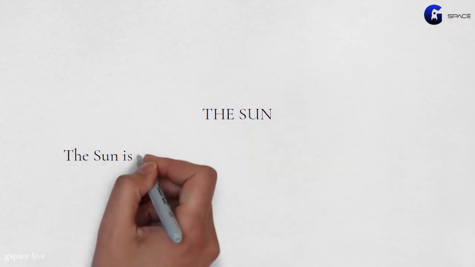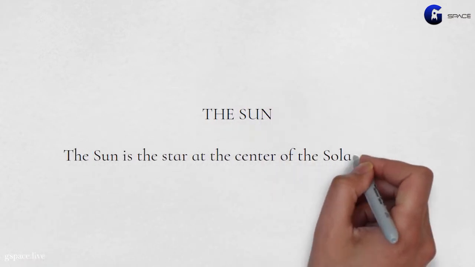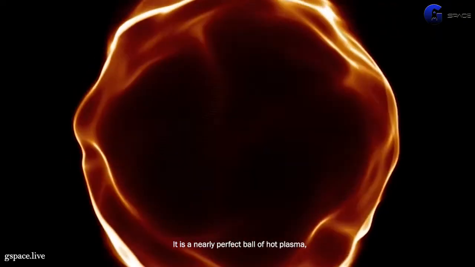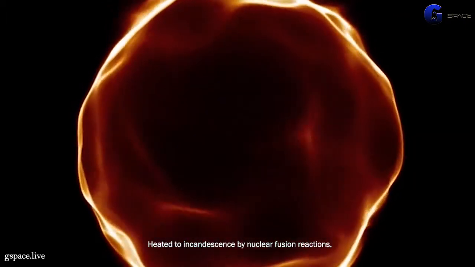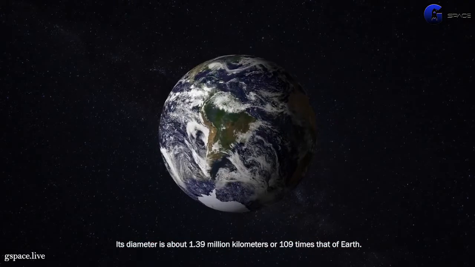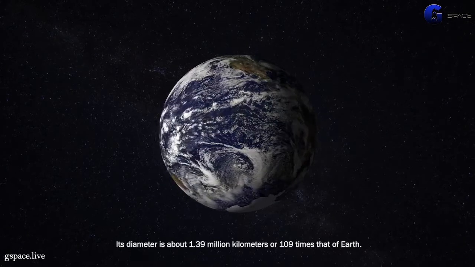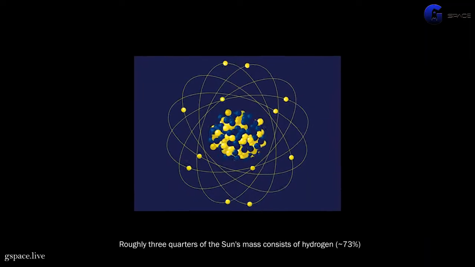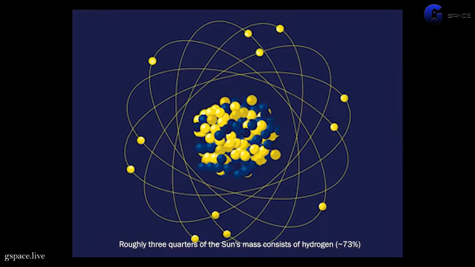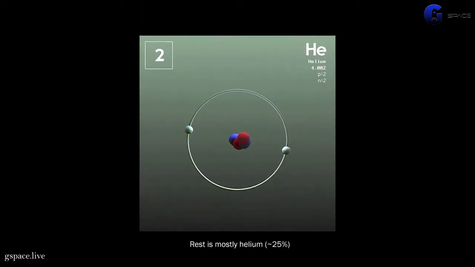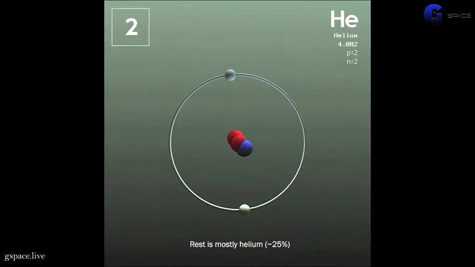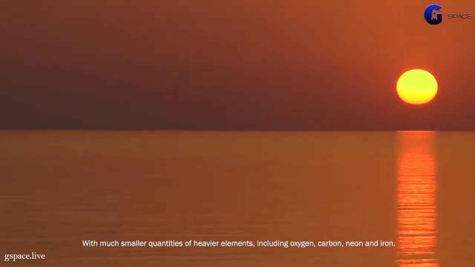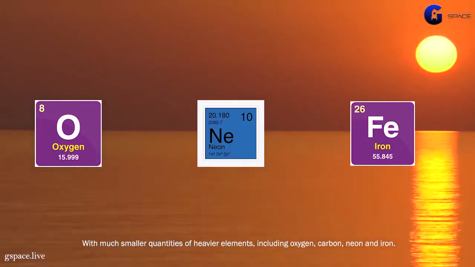The Sun. The Sun is the star at the center of the solar system. It is a nearly perfect ball of hot plasma, heated to incandescence by nuclear fusion reactions. Its diameter is about 1.39 million kilometers, or 109 times that of Earth. Roughly 3/4 of the Sun's mass consists of hydrogen, 73%. The rest is mostly helium, 25%, with much smaller quantities of heavier elements, including oxygen, neon and iron.